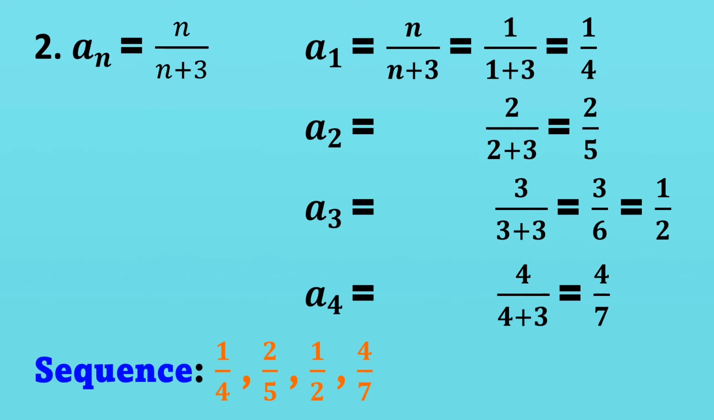For a sub 3, change n with 3. So we have 3 all over 3 plus 3 equals 3/6. Find the lowest term, and the lowest term of 3 over 6 is 1/2. For a sub 4, this is equal to 4 over 4 plus 3 equals 4 over 7. So the terms of the sequence are 1/4, 2/5, 1/2, and 4 over 7. These are the first 4 terms of the sequence a sub n equals n all over n plus 3.